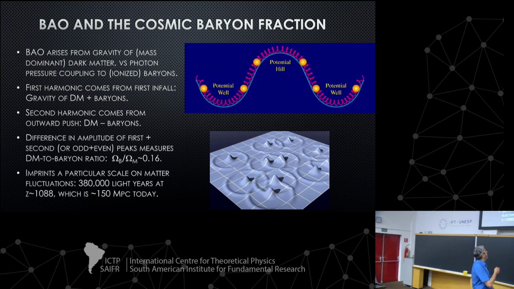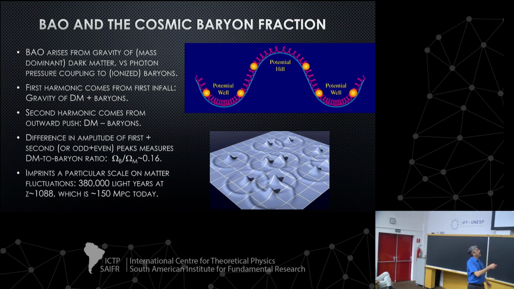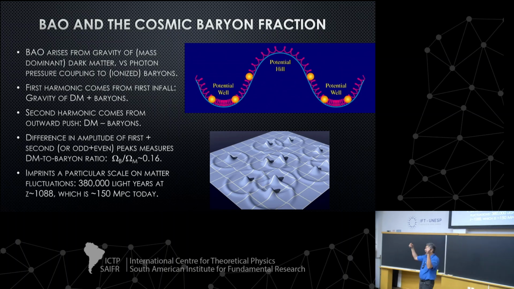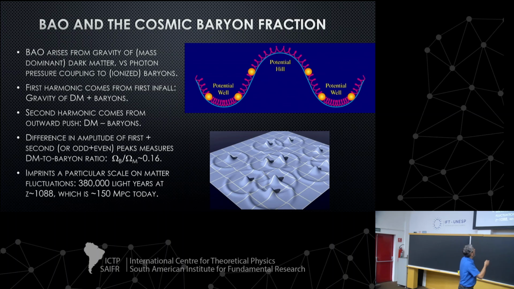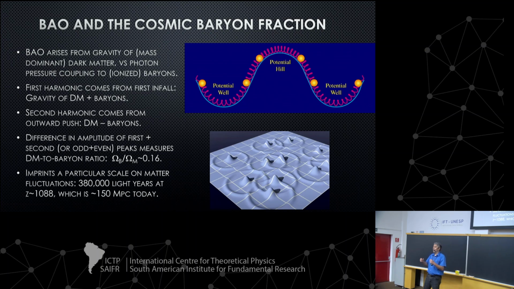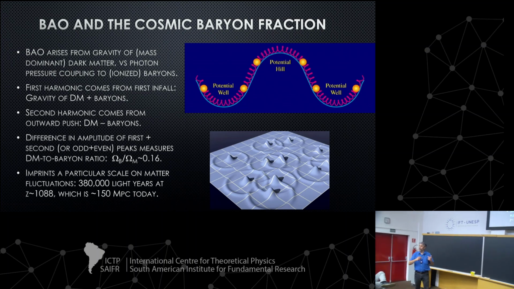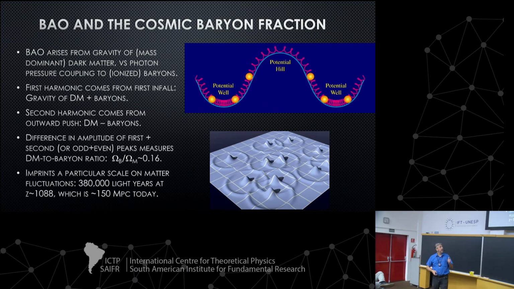So you can think about the first harmonic, the biggest peak in the CMB power spectrum, as coming from the fact that on the first infall, both the mass of the dark matter and the baryons are pulling in. But on the bounce, the dark matter is pulling in while the baryons are moving outwards. So effectively, the first harmonic comes from the two things working together, which is why it's a big peak, and the second comes from the two things working against each other, which results in a depressed peak. And this continues. All the odd peaks are high, all the even peaks are low, right?